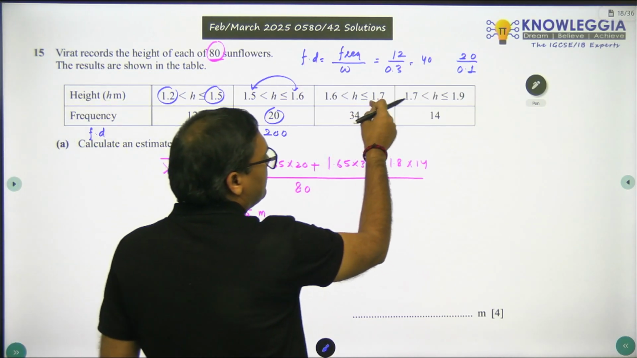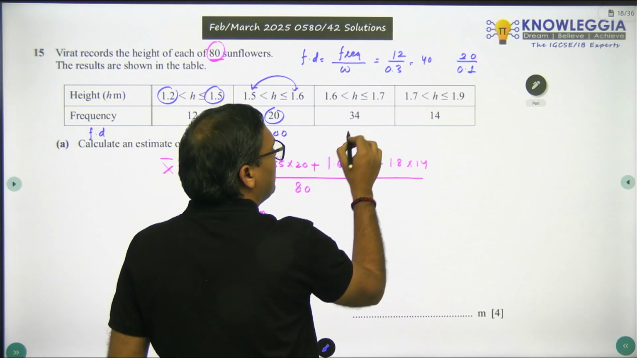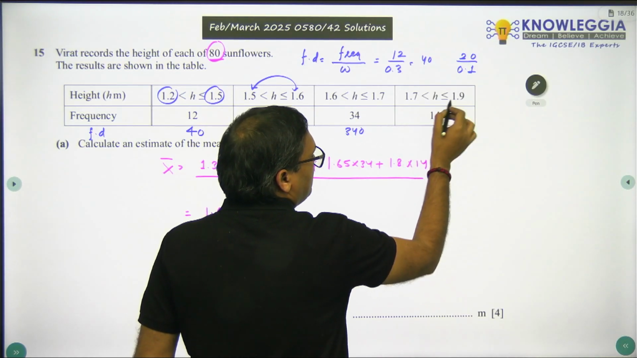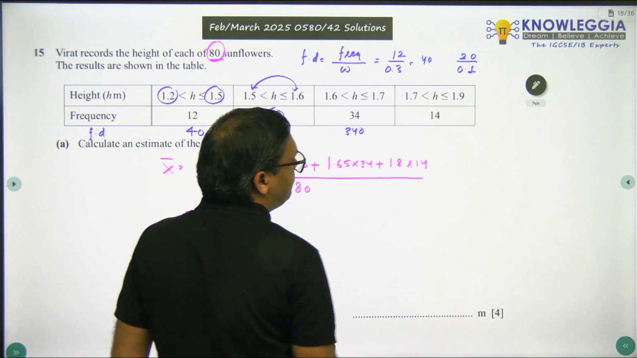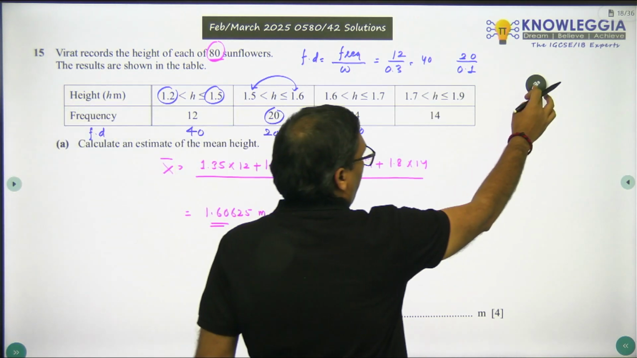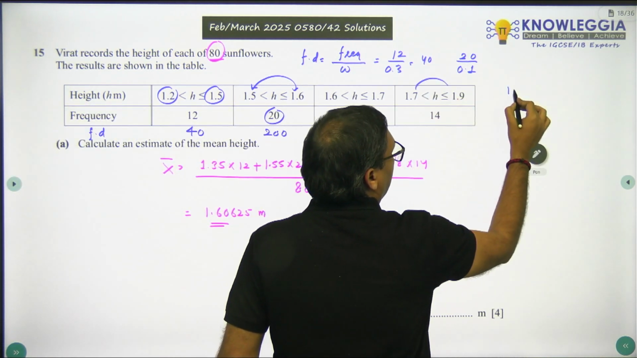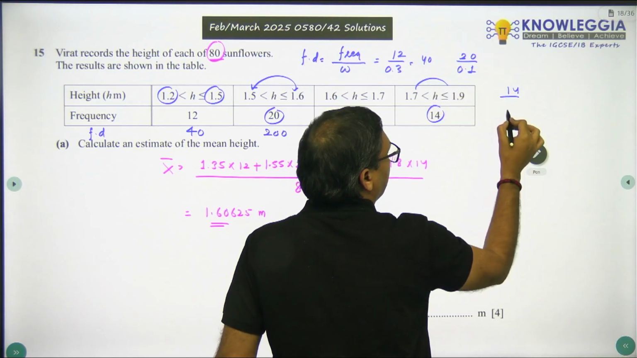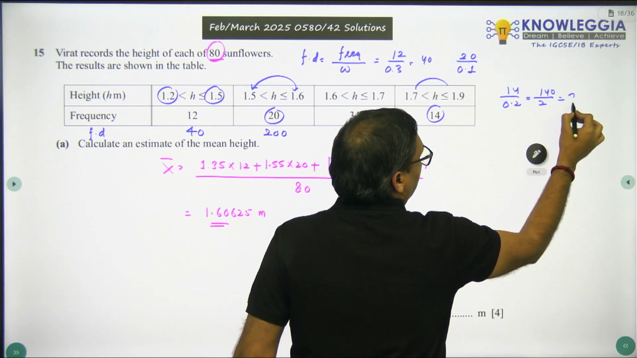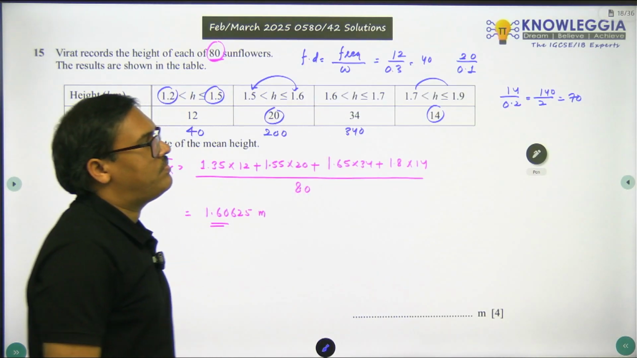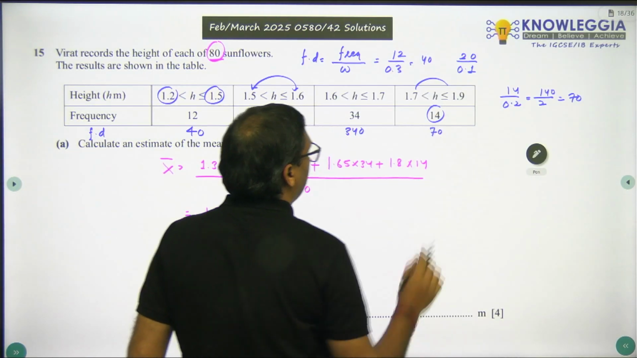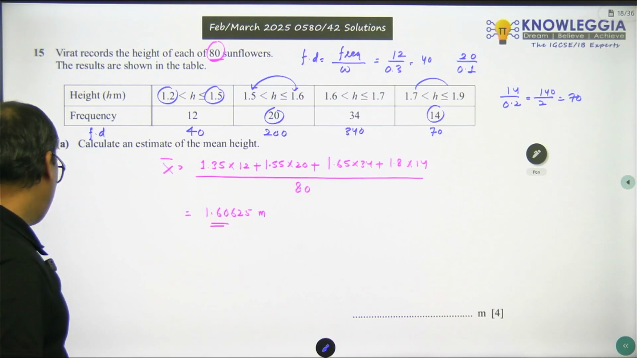Now, what is the frequency density here? This is 34 divided by 0.1. So this is 340. And what is this? This is 1.7 to 1.9. What is the difference? 0.2. So frequency divided by class width, 14 divided by 0.2, which is equal to 140 divided by 2, which is 70. Correct? So these are 40, 200, 340, 70. Now we will plot this.